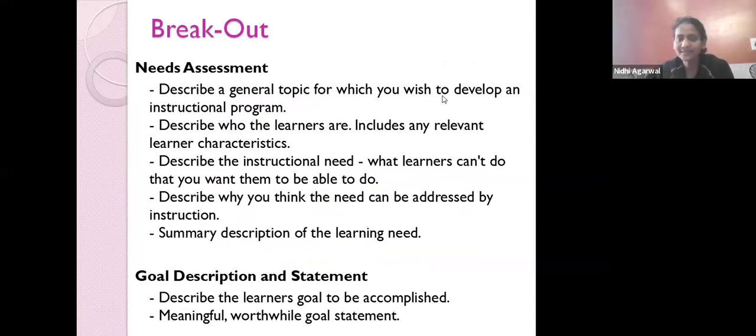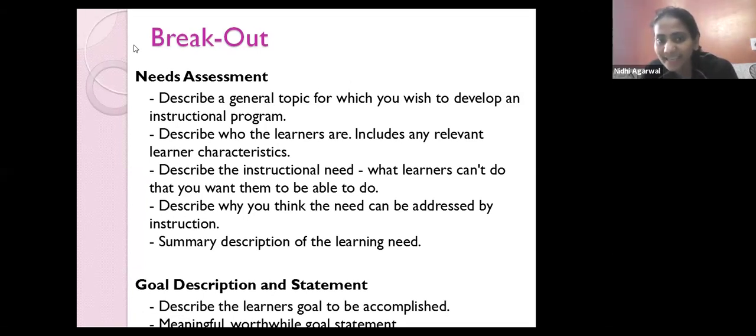Hi, friends. As Dr. Mayuri said, our industry is automobile, and induction is our training method. Next, describe who the learners are, including any relevant learner characteristics. Our learners are the graduate engineer trainees who have just joined the automobile industry. Yes, because they are just out of college, and they would be getting introduced to an automobile industry where the working standards are very different.